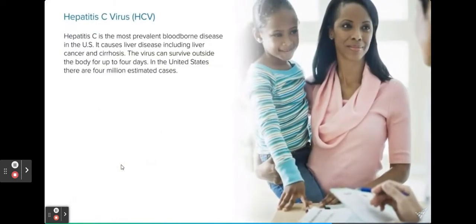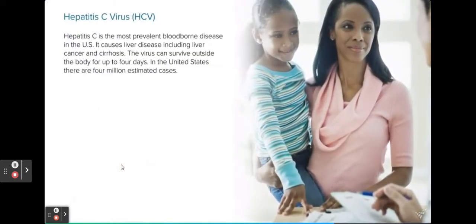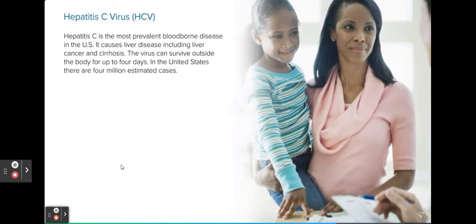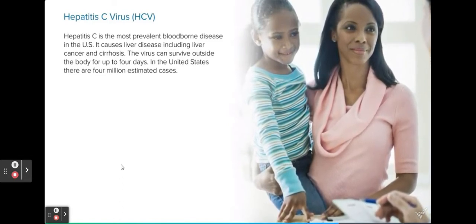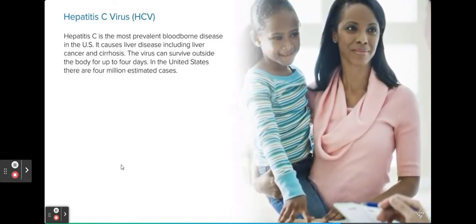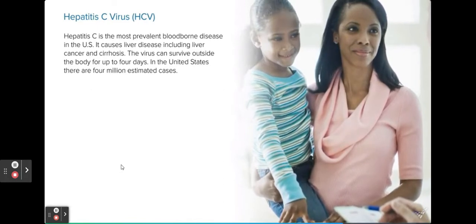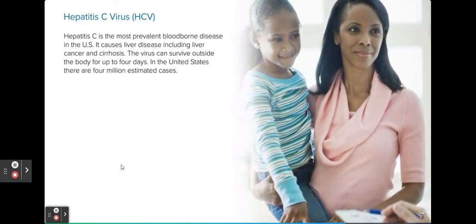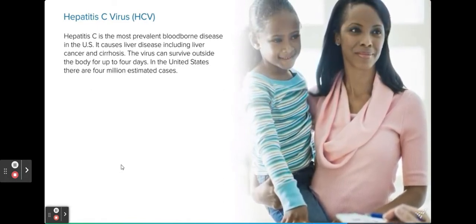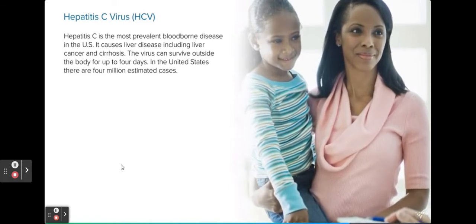The hepatitis C virus, or HCV, also causes liver disease. Most often, HCV is transmitted through injecting recreational drugs. However, blood transfusions prior to 1992, mother-to-child transmission, and needle stick exposures are also possible modes of transmission.